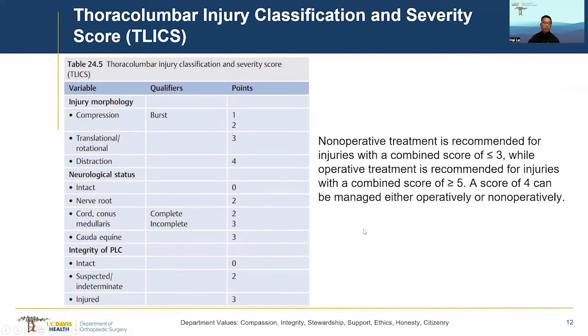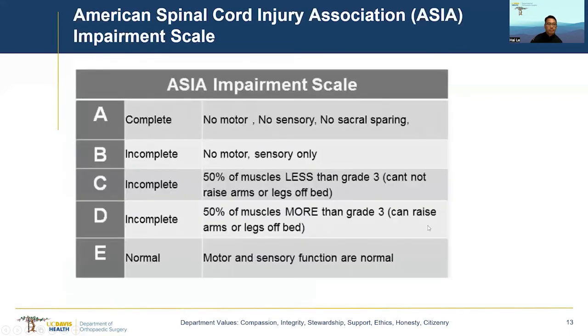And then integrity of the PLC, if it's intact based on imaging, then it's 0 points. If it's injured, you get 3 points. But if it's suspected or indeterminate based on imaging or exam, then you get 2 points, okay? And you sum all this up, and again, if it's less than or equal to 3, you treat the patient non-operatively typically. If it's greater than or equal to 5, you typically treat that operatively.